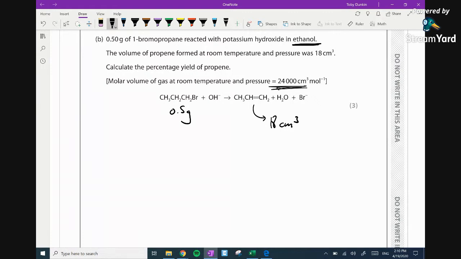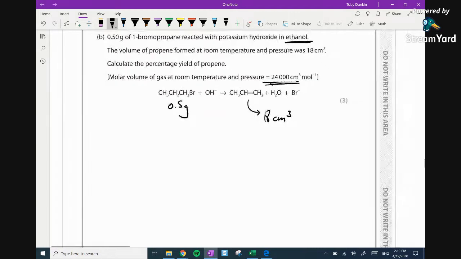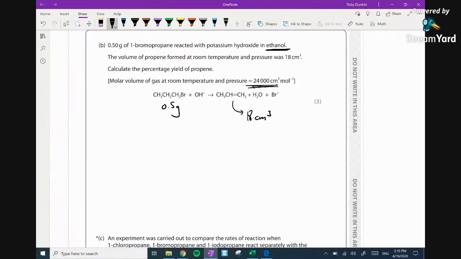Yeah, PV equals nRT is new for your specification, but if you do the booklets that I created you'll be doing them. Please make sure you are. So the first thing is chemists don't work in grams, we need to get to moles. So the number of moles is grams over Mr. We know this. Right, so we now need to work out the Mr of 1-bromopropane, so 12 plus 3 plus 12 plus 2 plus 12 plus 2 plus 80.